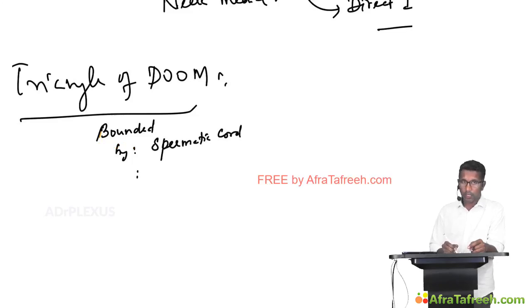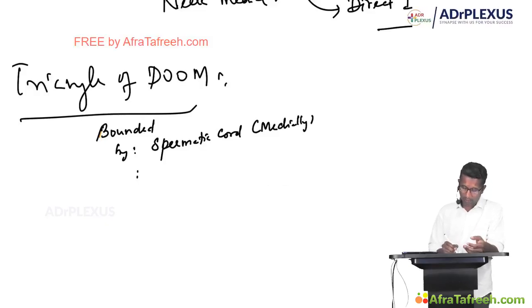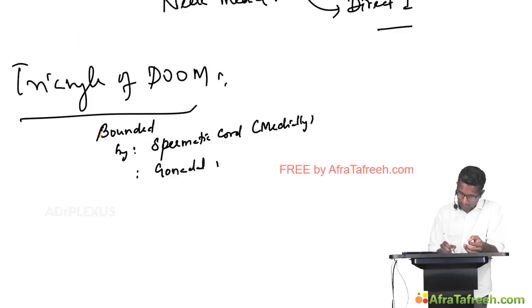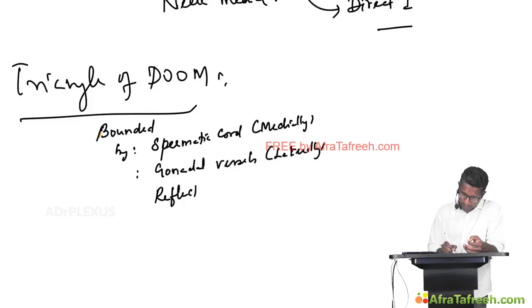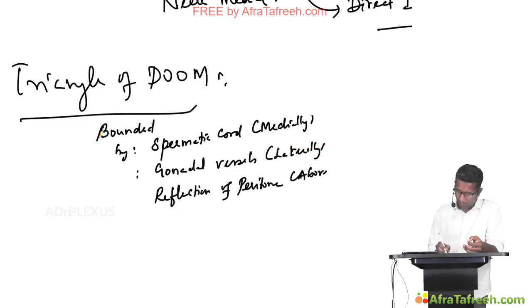This is the medial boundary, and it is bounded on the lateral side by the gonadal vessels. That is the lateral boundary of this triangle. And above, it is bounded by the reflection of the peritoneum. So these three boundaries form a triangle which is called the triangle of doom.